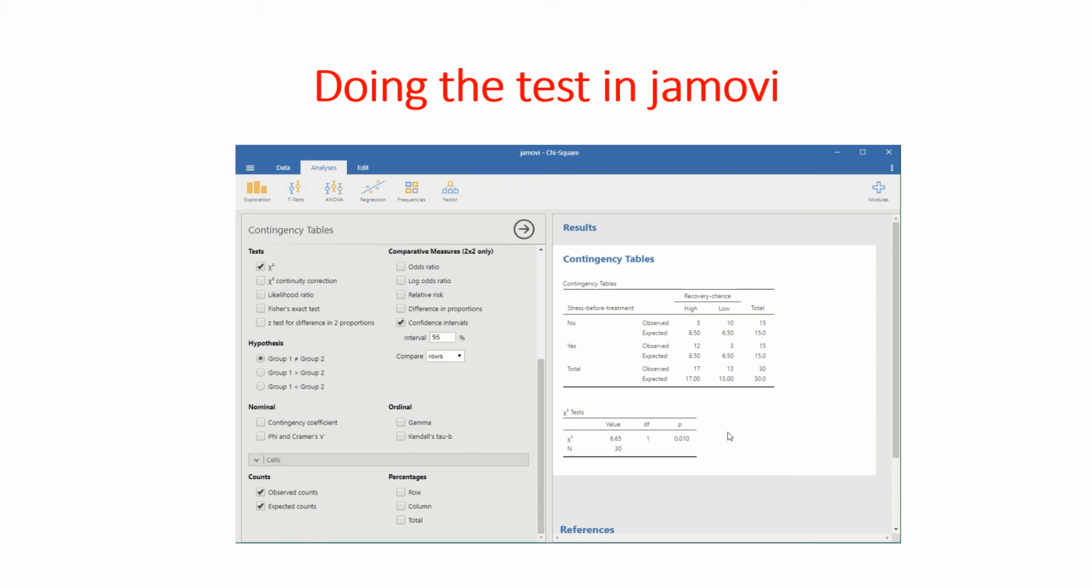So if you look at the contingency tables, you could see that people who had a higher stress before treatment had higher recovery chance. If you look at this cell here, we expected about 8.5, but we observed 12 people in that cell.